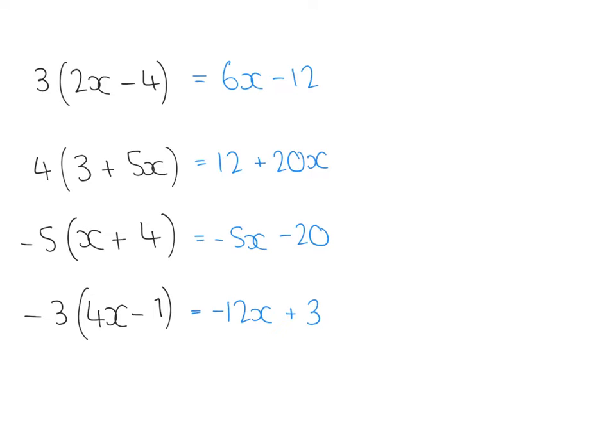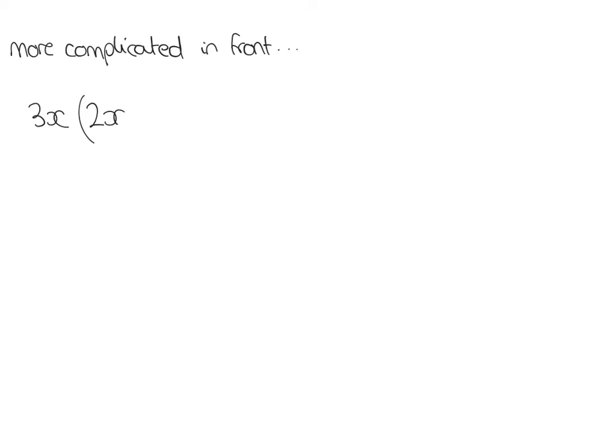Okay, now we're going to look at when the term on the front is a bit more complicated. So, okay, so what about if we had 3x times 2x minus 1? So the other rules are still going to apply. So we take the thing on the front and we multiply it by the first term. 3x multiplied by 2x. Well, 3 times 2 gives us 6. What about x multiplied by x? Well, if we've got x times by itself, we get x squared.